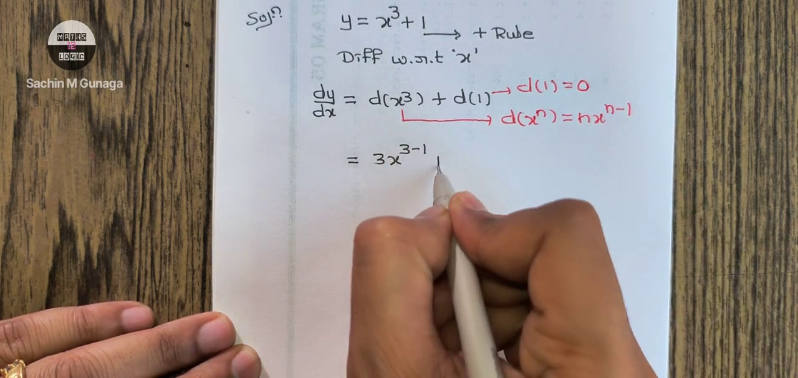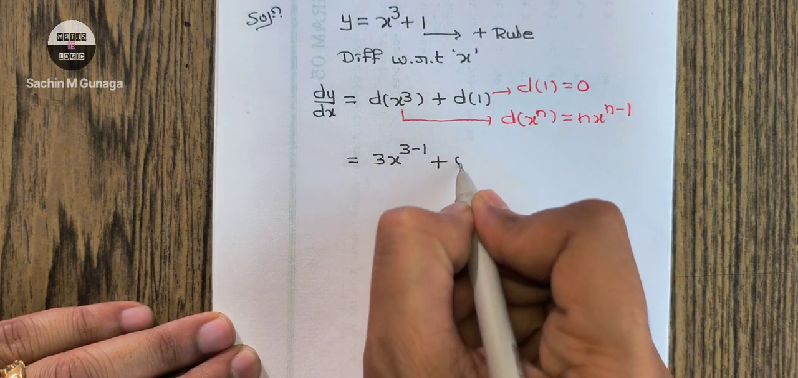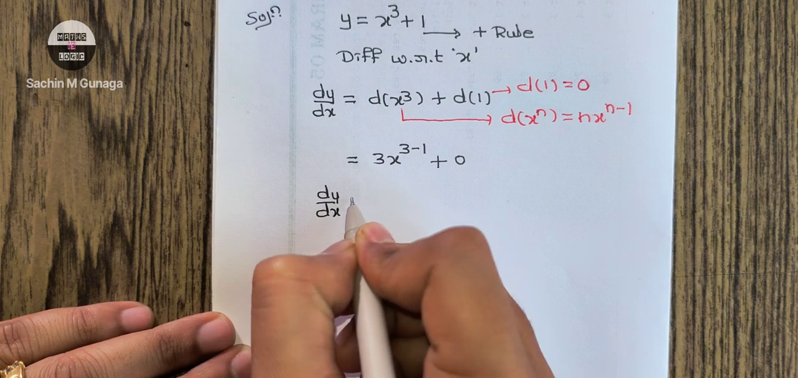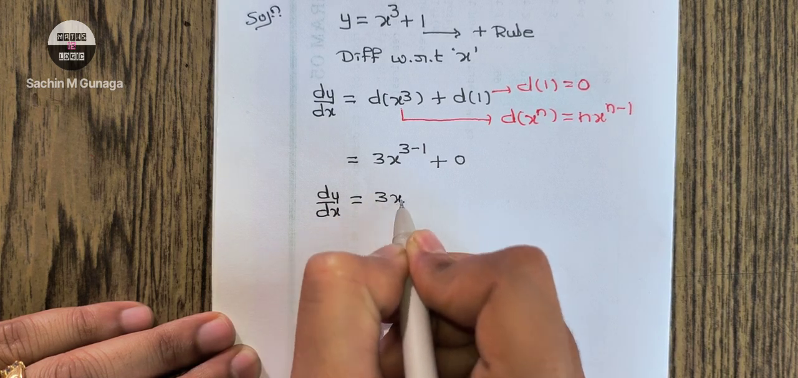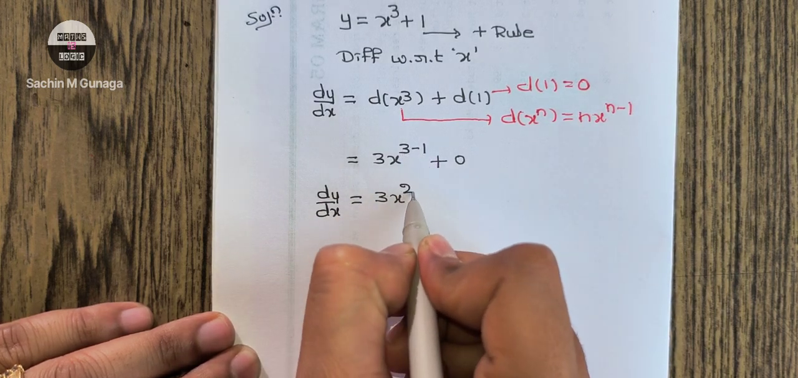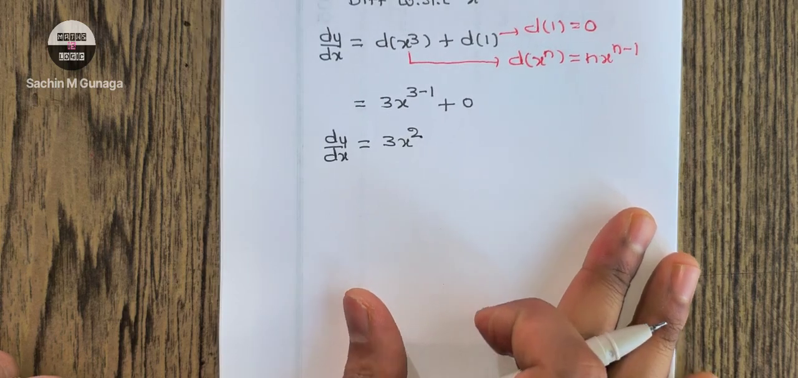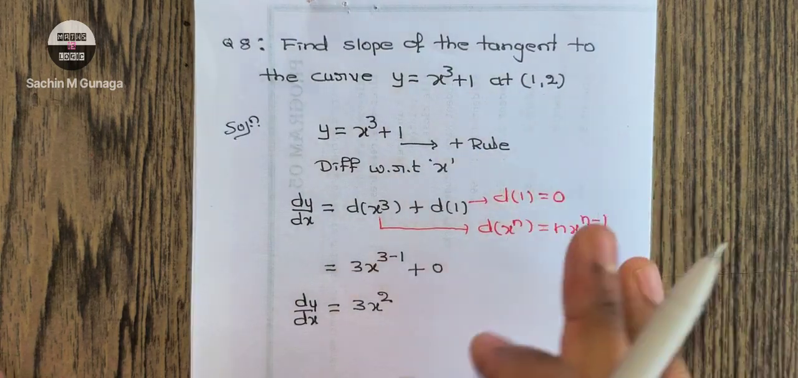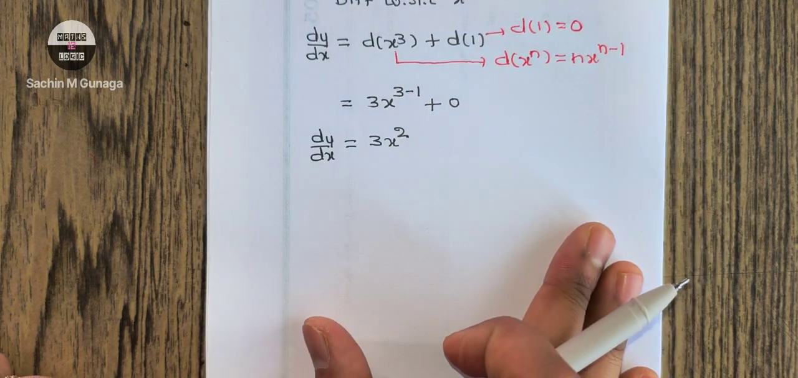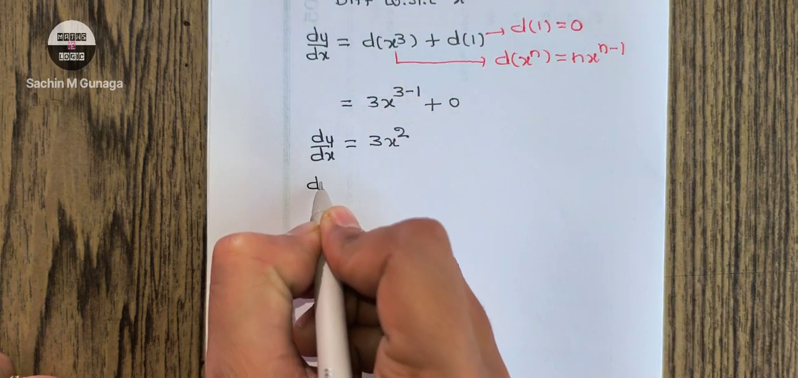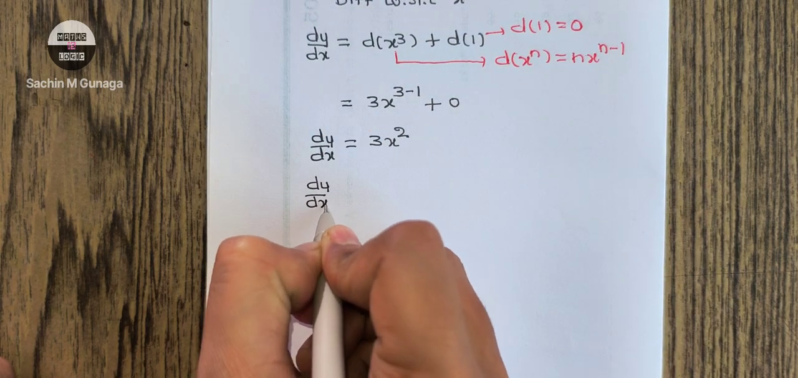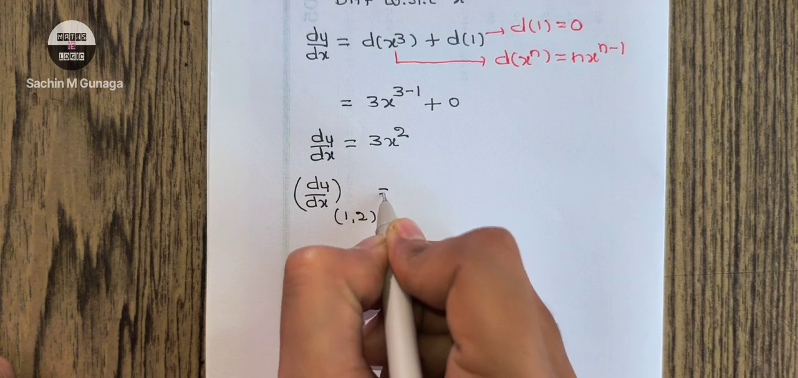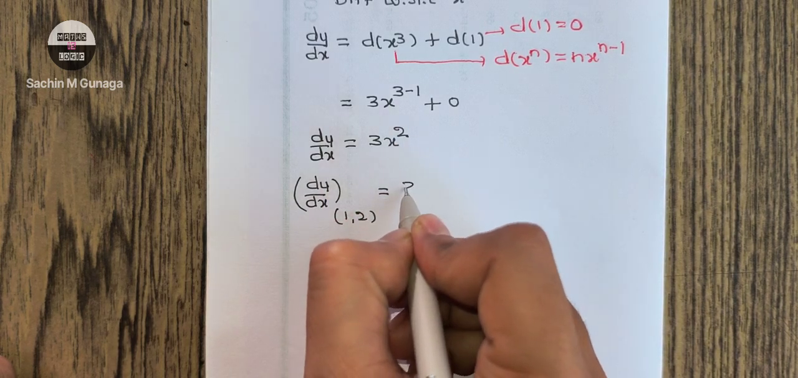Plus 1 differentiation is 0. Therefore dy by dx is equal to 3 into x power 3 minus 1, which is x squared. After doing the differentiation, we need to substitute this given point. Therefore dy by dx at (1, 2).